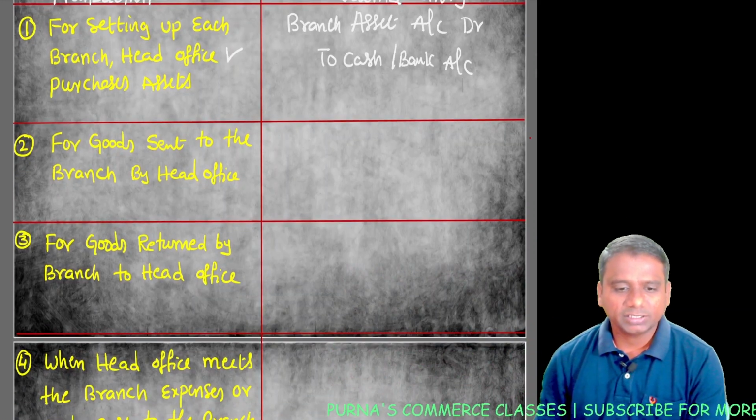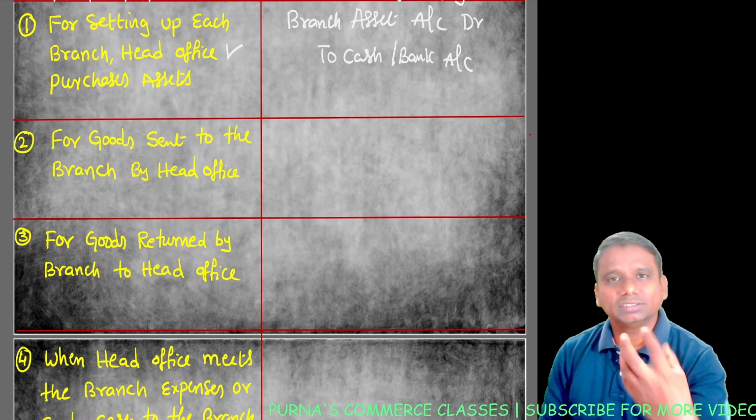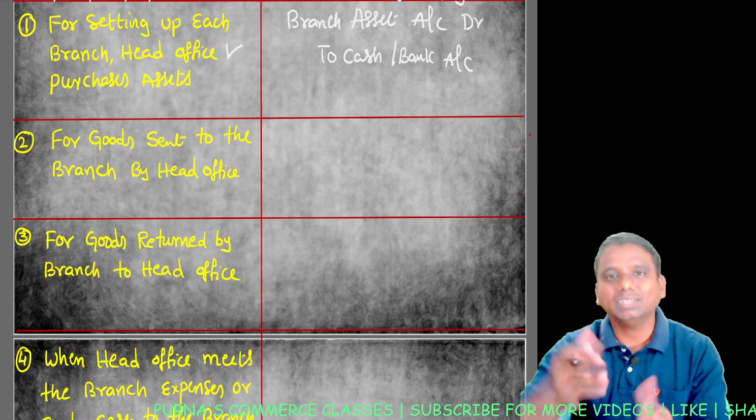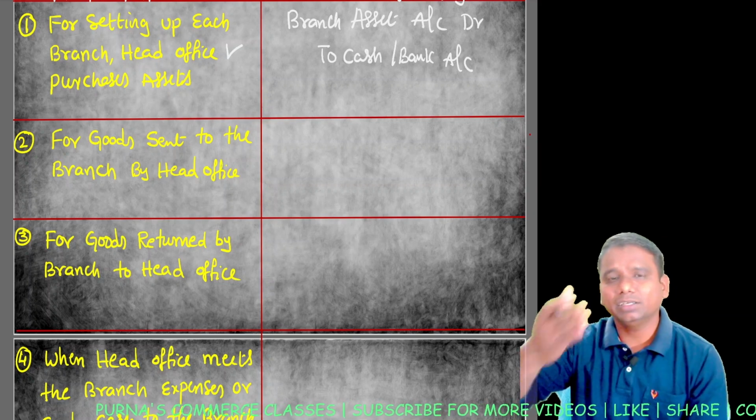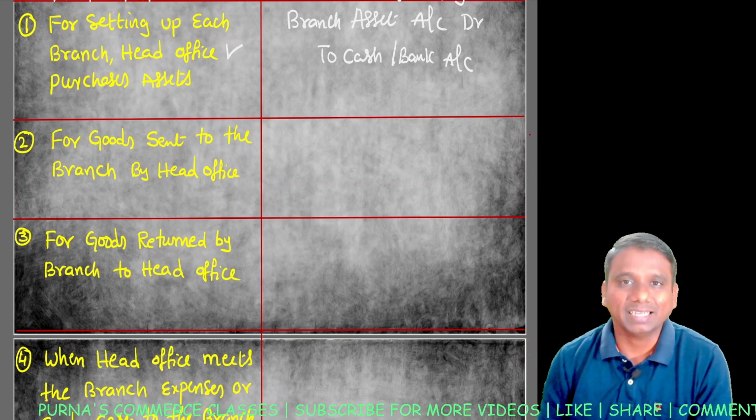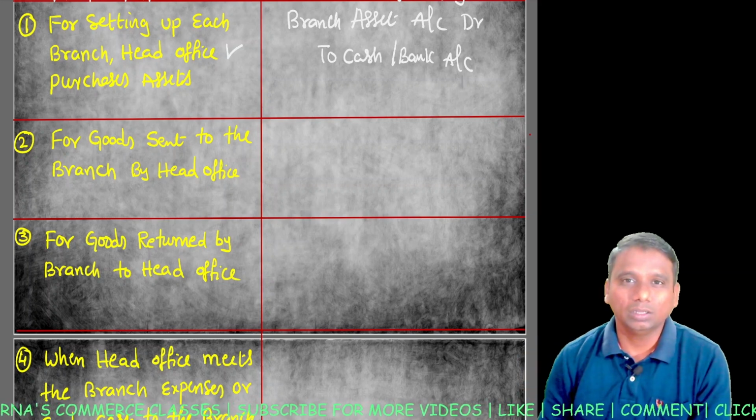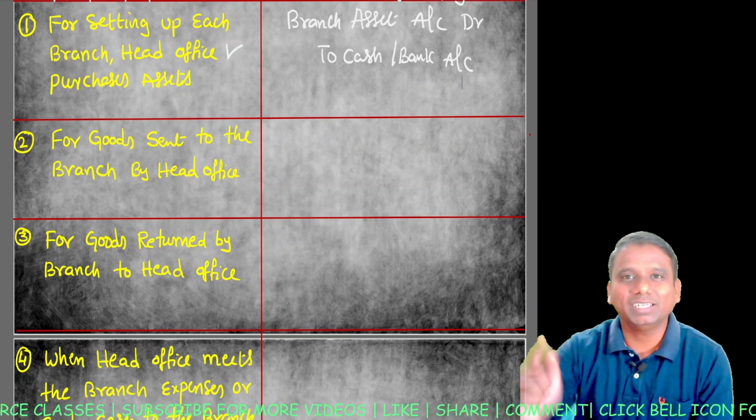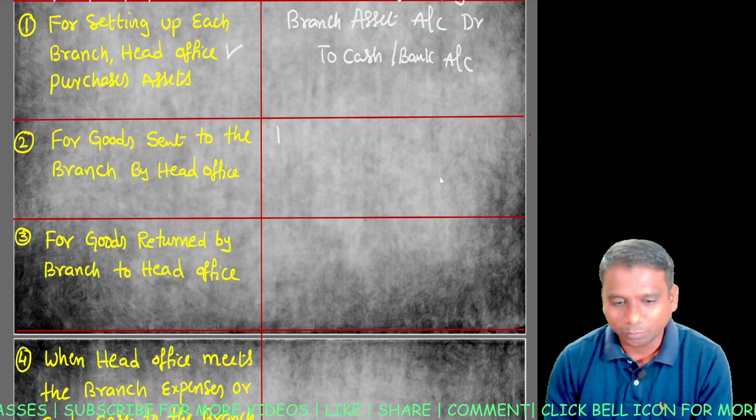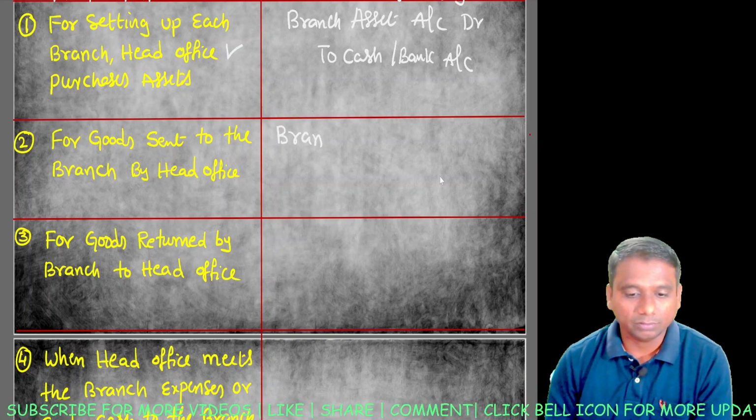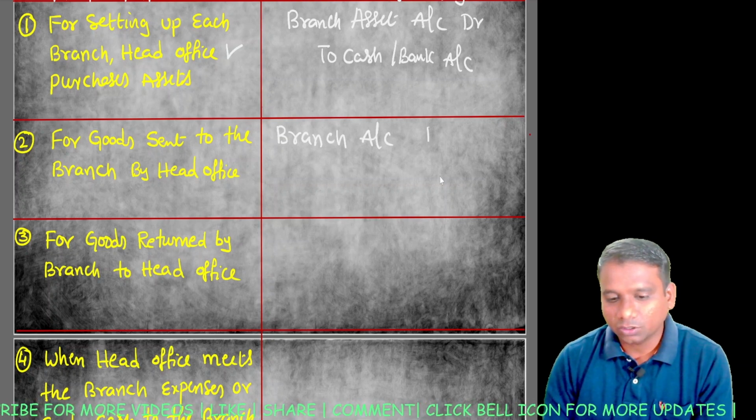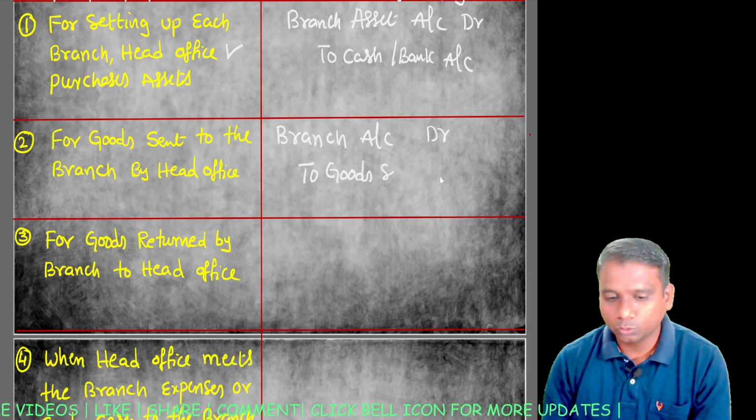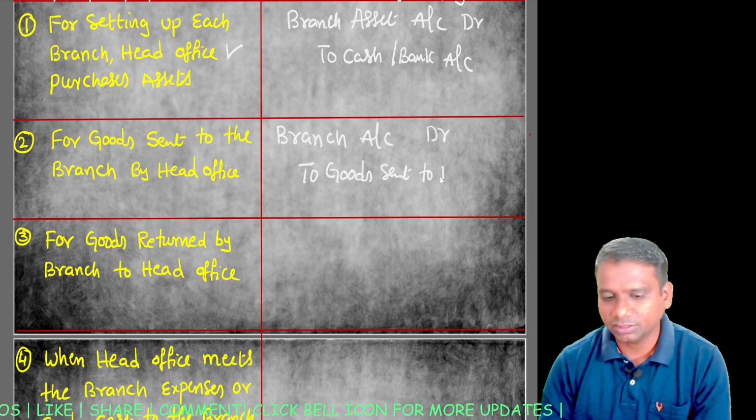Right. The next transaction is that the head office sends goods to the branch. If you remember consignment, please compare this concept with consignment and you can understand easily. In consignment, the consignor remits goods to the consignee; here, the head office sends goods to the branch. In consignment, the entry was consignment account debit to goods sent on consignment account. Here, in place of consignment, we write branch. So branch account debit to goods sent to branch. Where it was goods sent on consignment, here it is goods sent to branch. That's it.